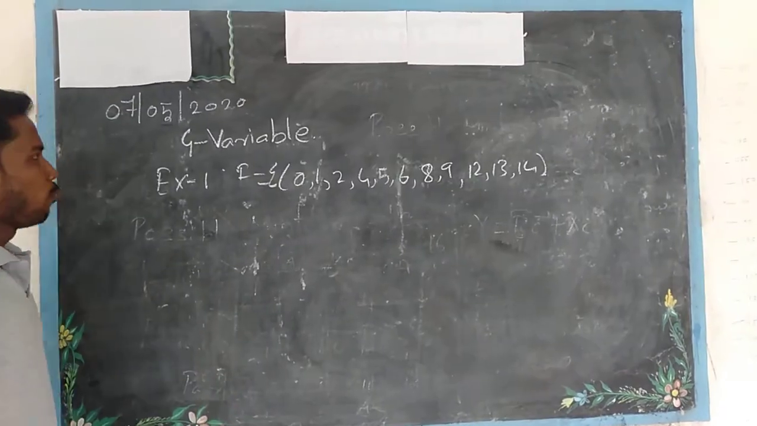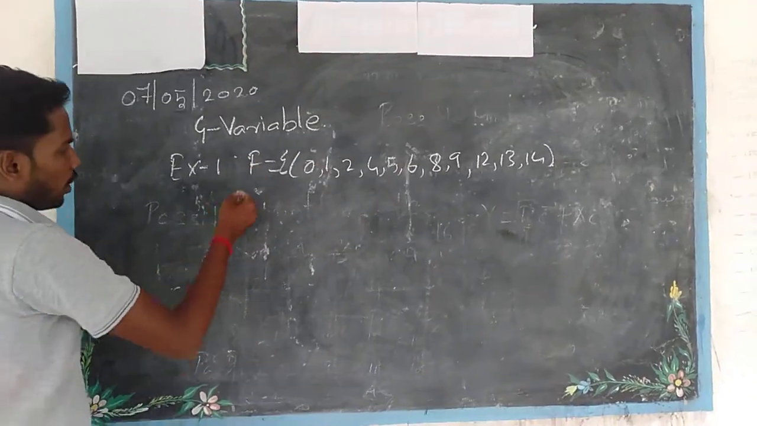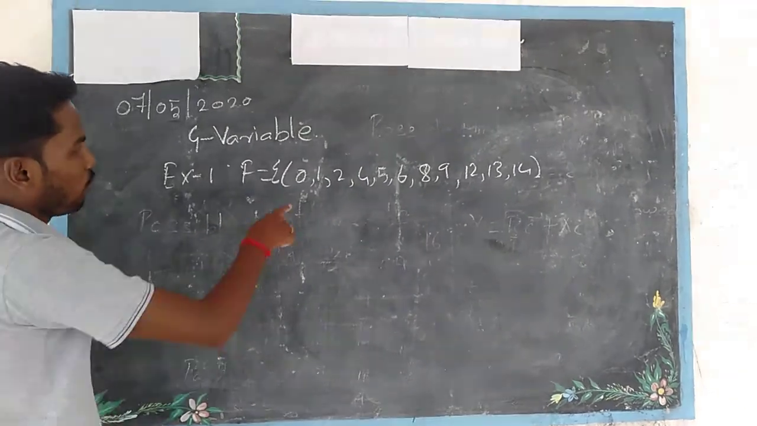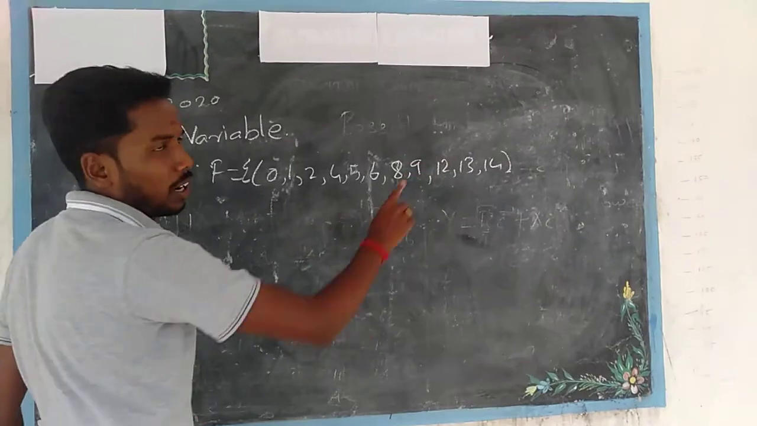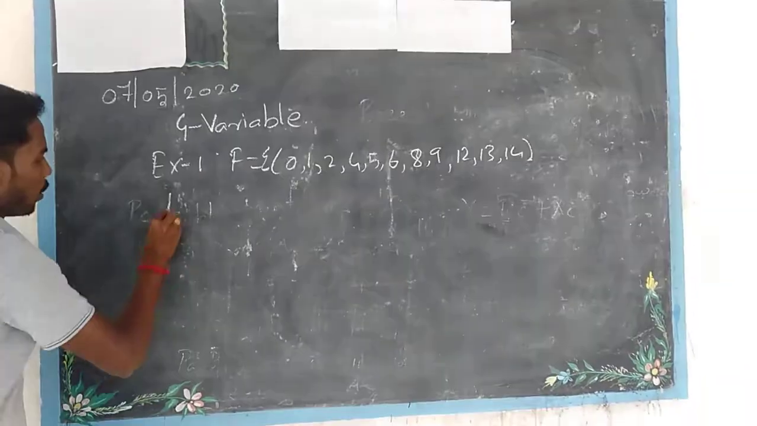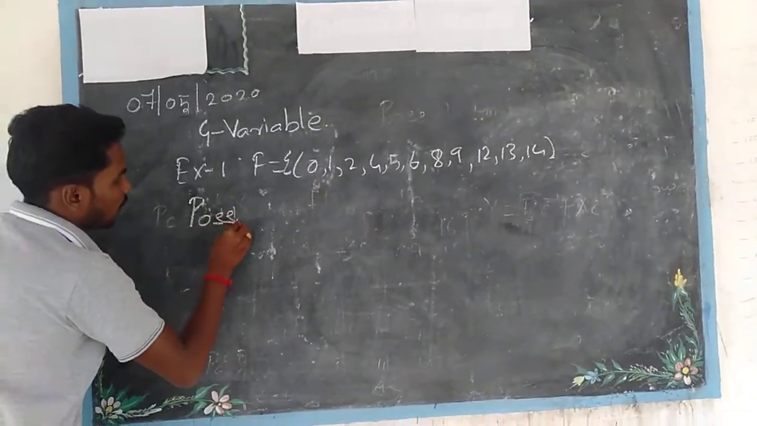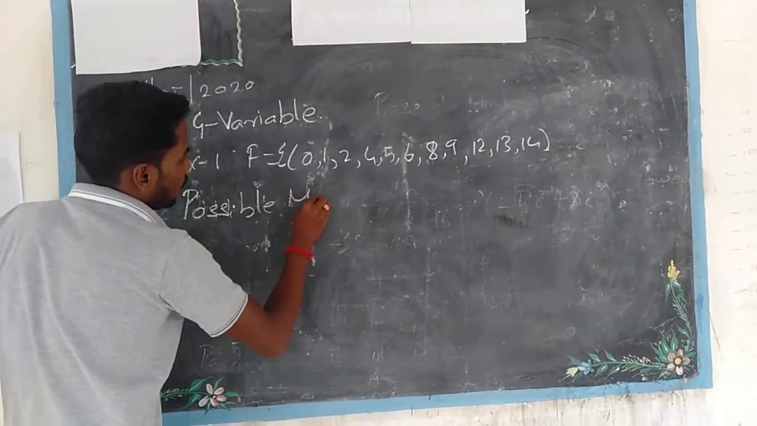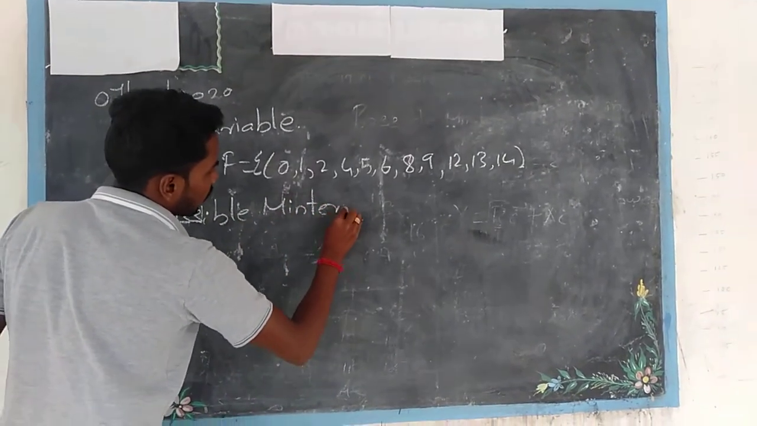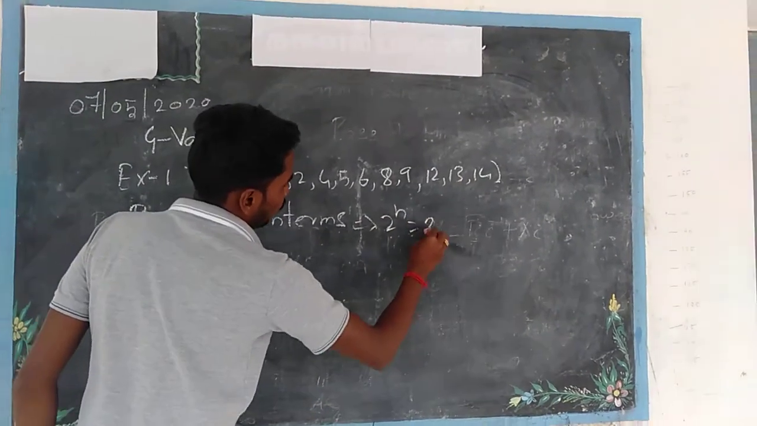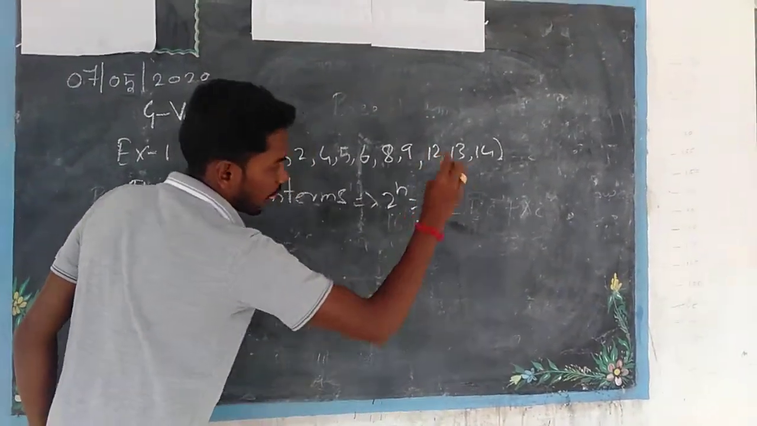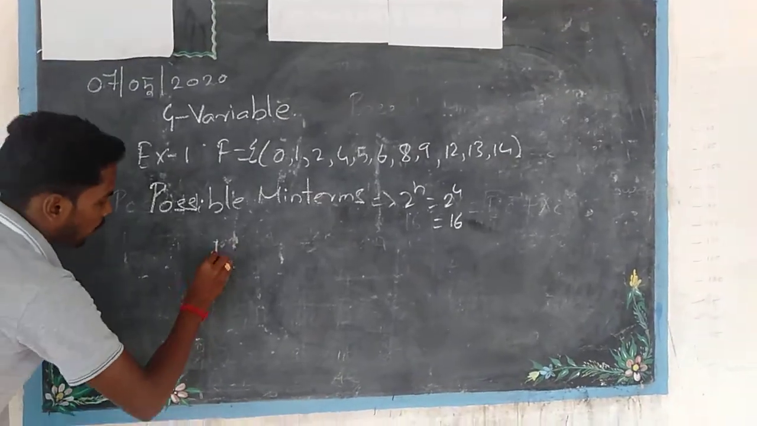The next topic, 4 variables problems. In this 4 variables problem, given the minterms 0, 1, 2, 3, 4, 5, 6, 8, 9, 12, 13, 14. The possible minterms are 2 power n, which is 2 power 4, equal to 16. Then we will present 16 boxes.